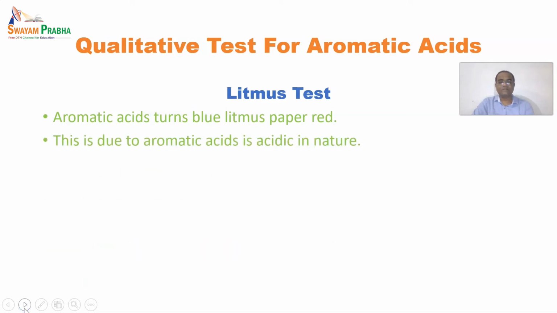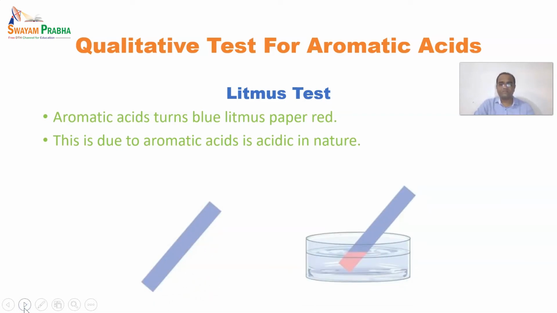Aromatic acid turns blue litmus paper red, as it is given by an aliphatic acid also, and this is because aromatic acids are acidic in nature. Whatever we have seen has the capability to donate a proton or lose a proton, so they are acidic in nature. So blue litmus paper, when dipped in the solution of an acid, will turn red.